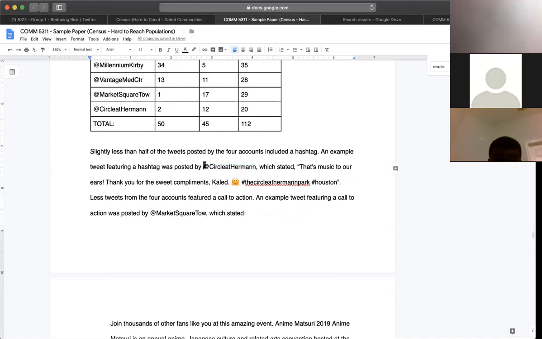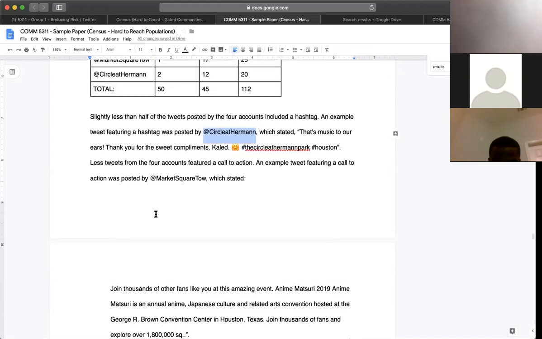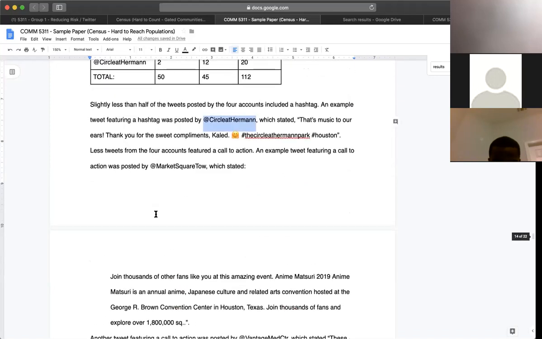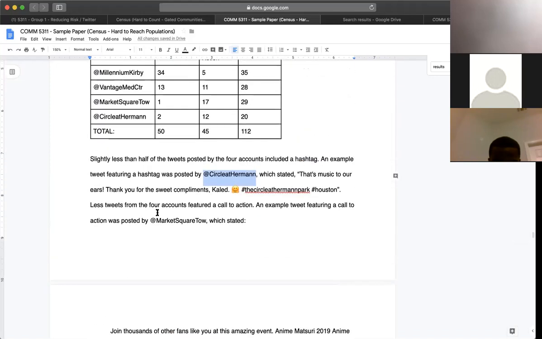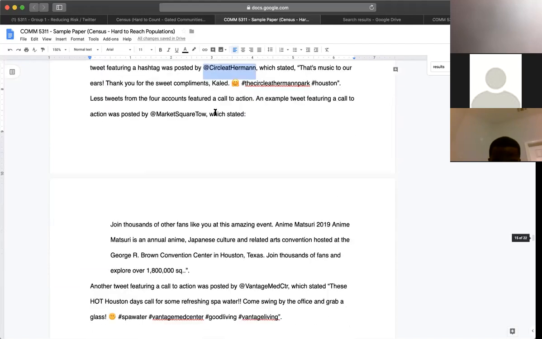So say for example, this one is just focused on hashtag, but I have Circle at Herman, and then I have Market Square too. I think because it was a hashtag, I only included one, but this one is call to action, so I included two. Anything that is 50 characters, or I think it's 40 characters or more, you have to put into a block quote. Okay.